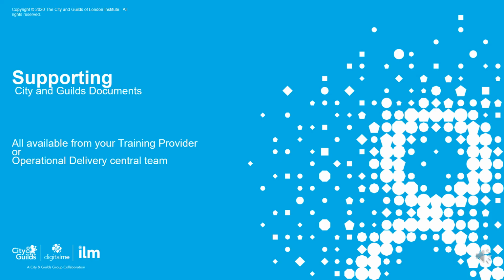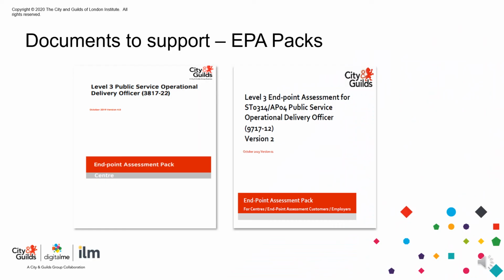Now let's look at some of the supporting documents offered by City and Guilds. These are all available from your training provider or from the Operational Delivery Central team. Endpoint assessment packs by City and Guilds are vital to success. There are currently 2 versions. However, the majority of your apprentices will be on version 2. Version 2 has the code 9717.